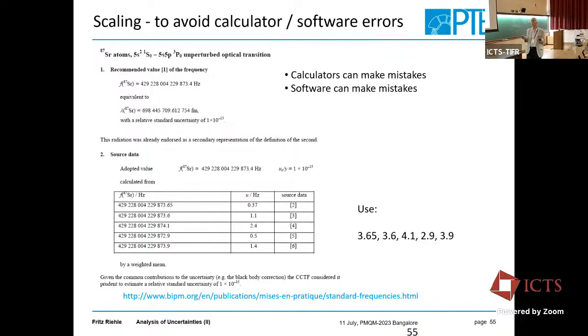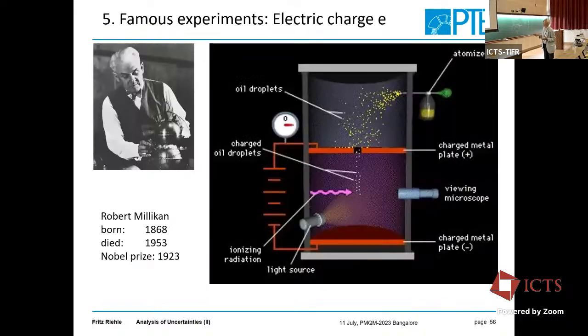You have to think about this, but it's an easy way out. If you look for the mean value, you need only the last few digits. You can calculate this. So things like this. So I have a minute for famous experiments.